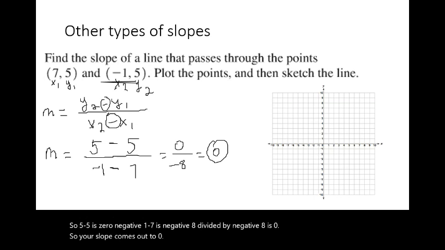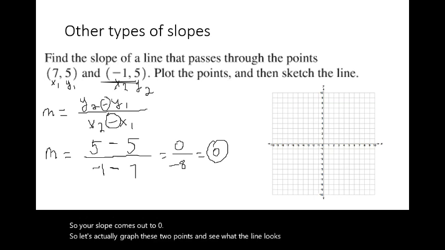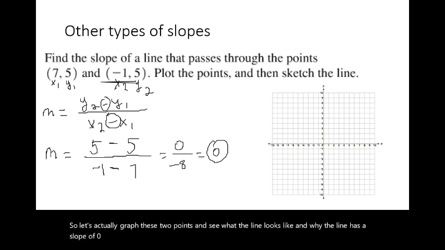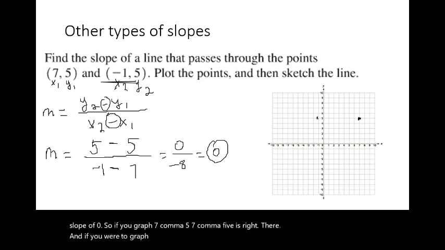So let's actually graph these 2 points and see what the line looks like and why the line has a slope of 0. If you graph (7, 5), it is right there. And if you were to graph (-1, 5), it is right there. And I'm going to connect these points the best I can. That was pretty good. And if you notice, this line is completely flat.